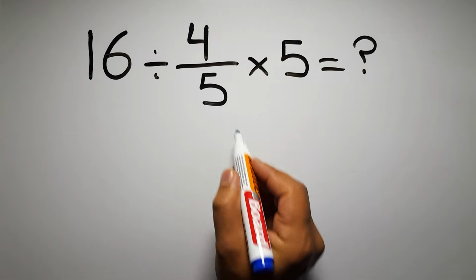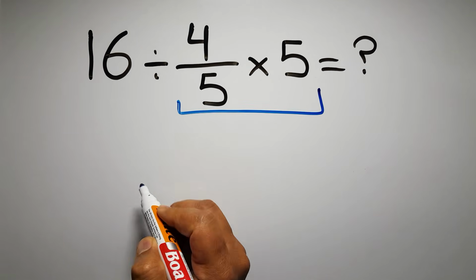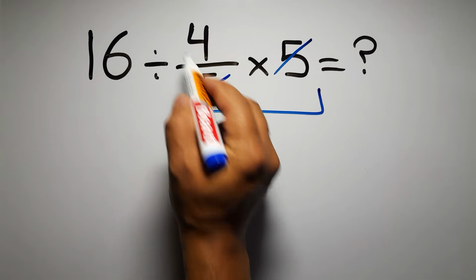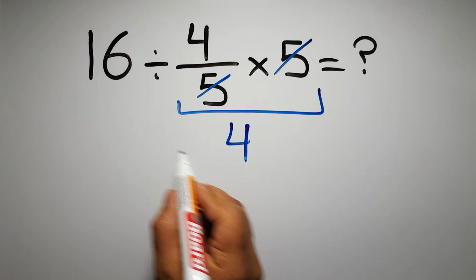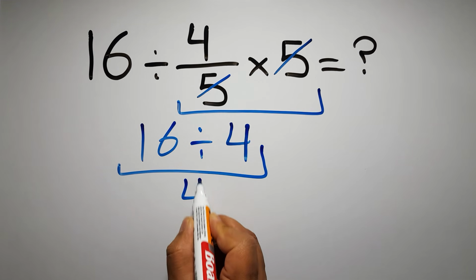First, we do this multiplication. 4 over 5 times 5. We can easily cancel this 5 and this 5. So we have just 4. And 16 divided by 4 equals 4.